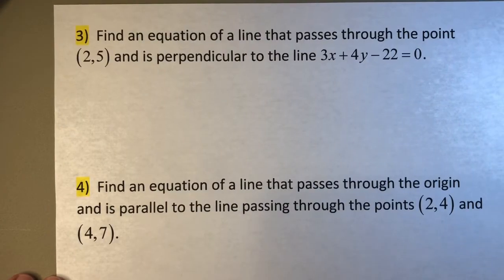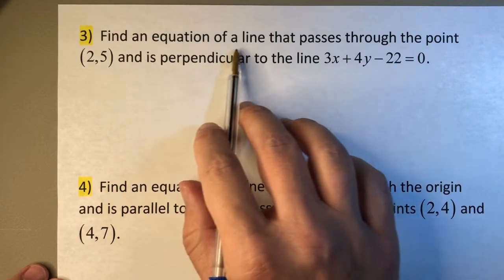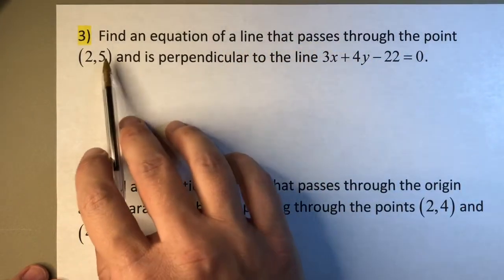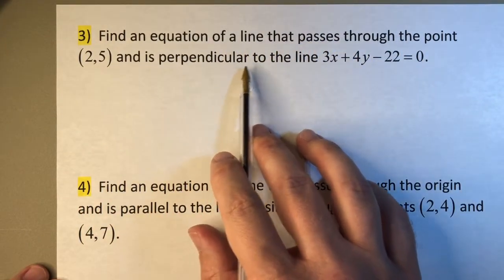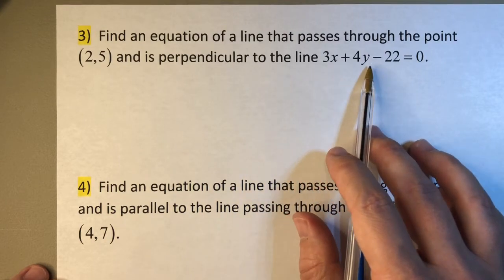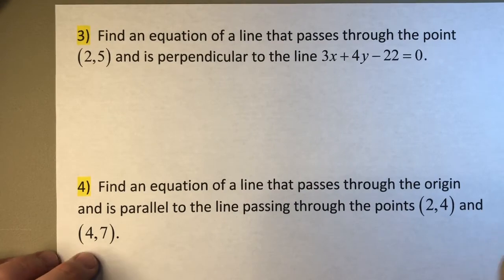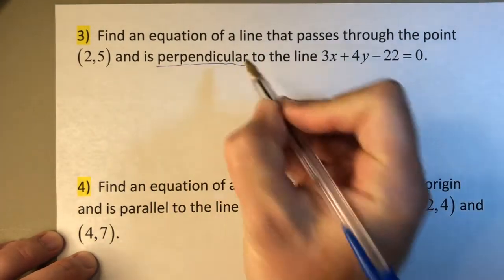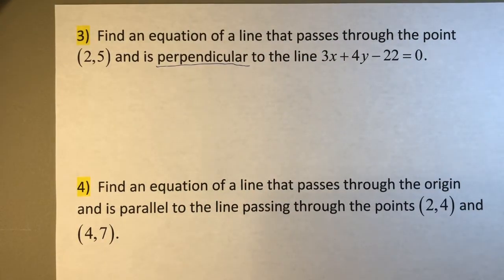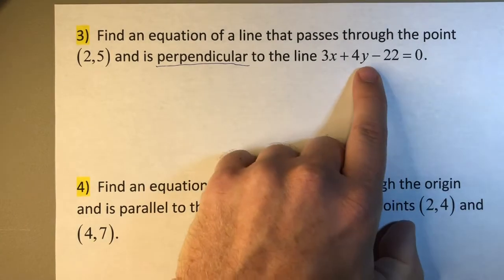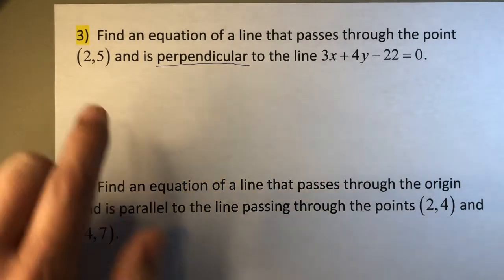All right, example 3. Find an equation of a line that passes through the point 2, 5 and is perpendicular to the line 3x plus 4y minus 22 equals 0. Well, the first thing we have to do here is understand what we're being asked. I mean, we're trying to come up with a line that's perpendicular to this line. And that line we're trying to come up with must go through this point.